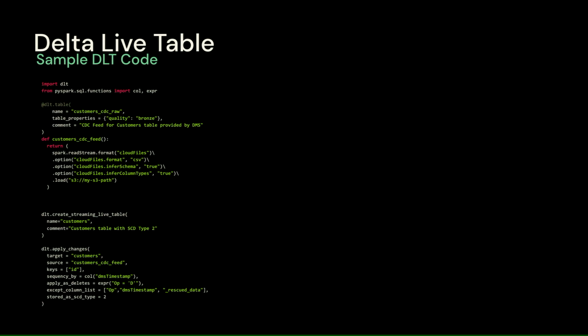And on the apply changes side, we again create a streaming live table called customers. And now we have a source, so we say source customer CDC records. Sorry, that should have been raw. And then target is customers and key ID and so on. You saw that in the previous slide.